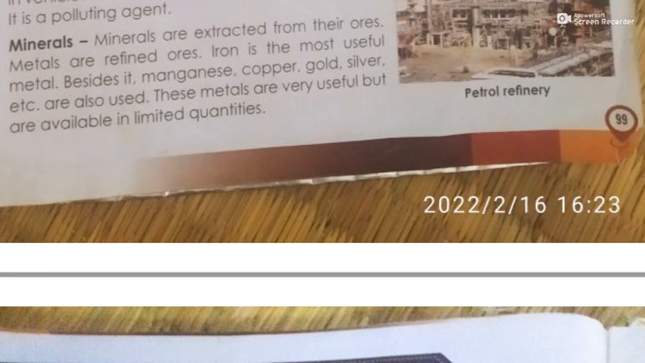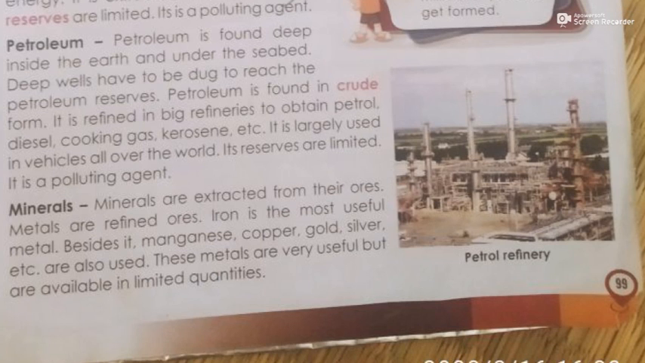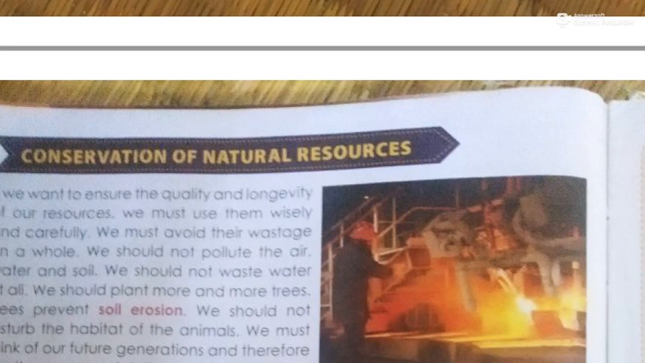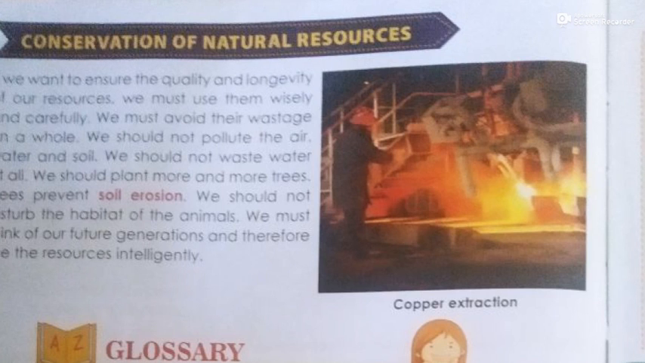Then we move to minerals. Minerals are extracted from their ores. Metals are refined ores. Iron is the most useful metal. Besides it, magnesium, copper, gold, silver, etc. are also used. Naturally, we know that these minerals are getting fewer in number. We don't get them in plenty, so we should use them very carefully. These metals are very useful but are available in limited quantity.